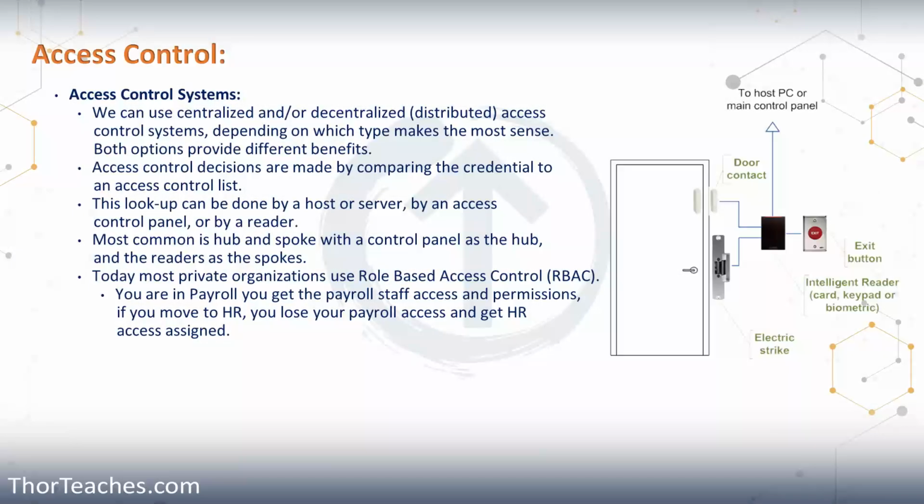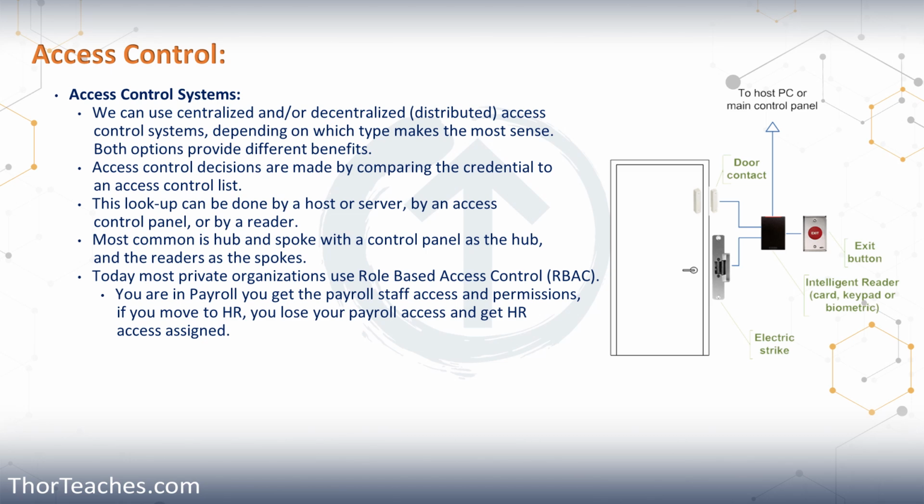In this lecture, we're going to talk about access control systems. They can either be centralized or decentralized, and that can also be referred to as distributed. In most cases, though, we're probably going to use some sort of hybrid because both of them have unique advantages and disadvantages. The access control systems compare my credentials to an access control list.